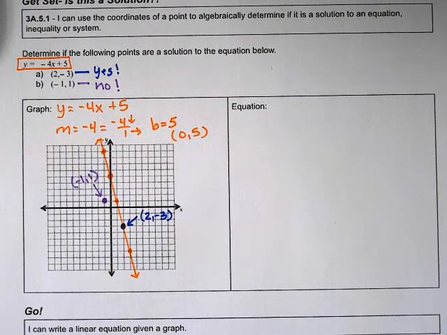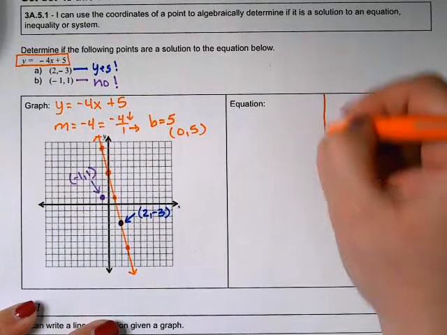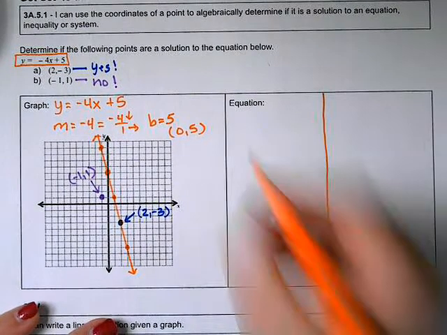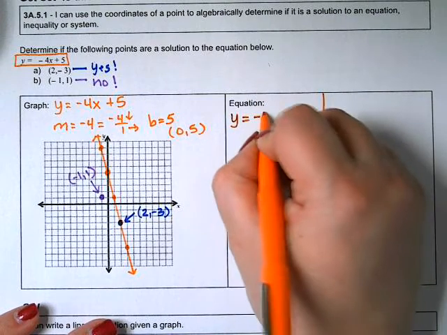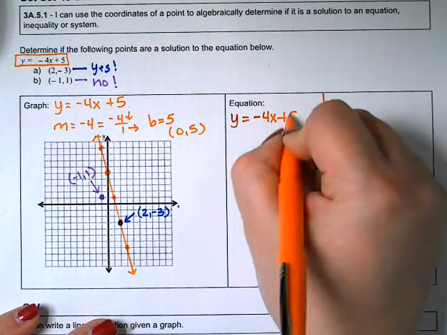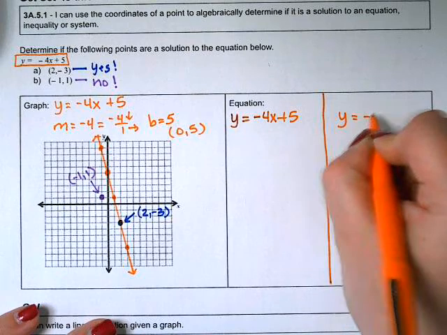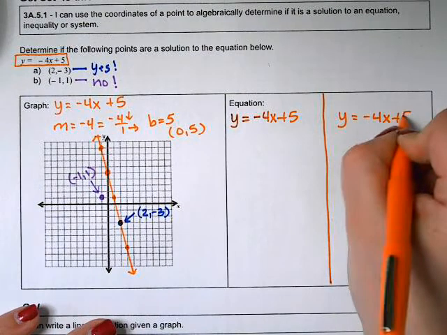But we don't always have the graph, and we don't always want to make a graph because it's kind of annoying. So a lot of times what we can do instead is we can actually use the equation. So I'm going to go ahead and divide this in half here. And we're going to go ahead and write the equation up at the top. So y equals -4x plus 5. And I'm going to write it twice because I have 2 points that I need to check.